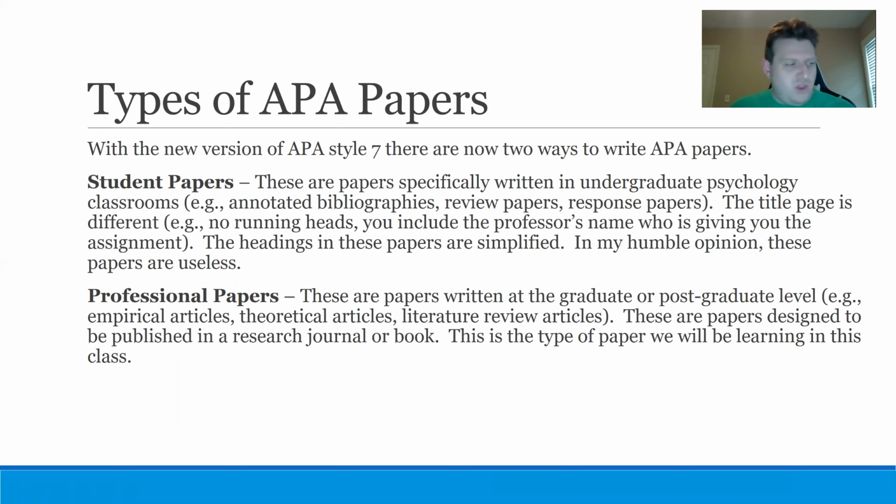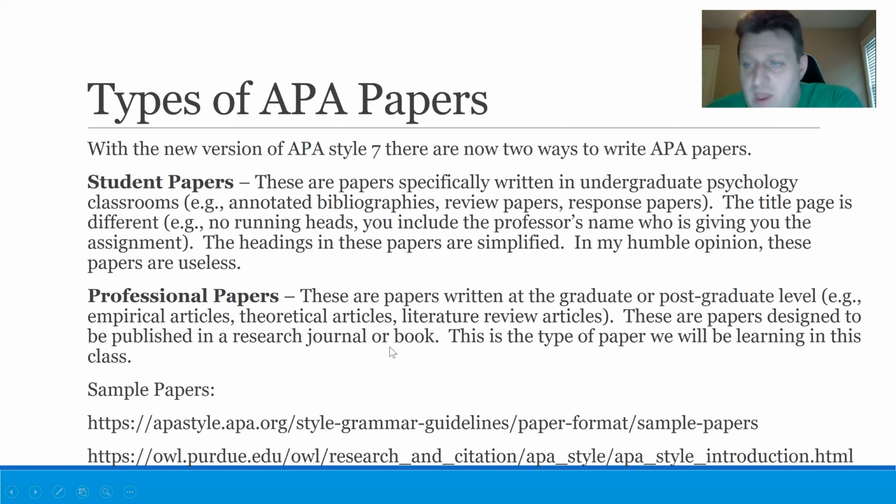So this is how you would write papers if you were actually trying to publish them. These include empirical articles, literature review articles, maybe some new theories, theoretical articles. If we were trying to write something to publish in a research journal or maybe a book, this is the kind of paper that we would be trying to write. So we're going to focus specifically on the professional papers. Ignore the student papers. It is dumb.